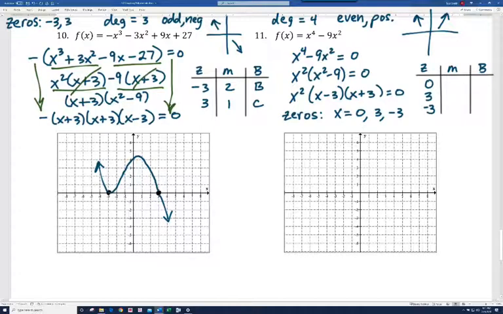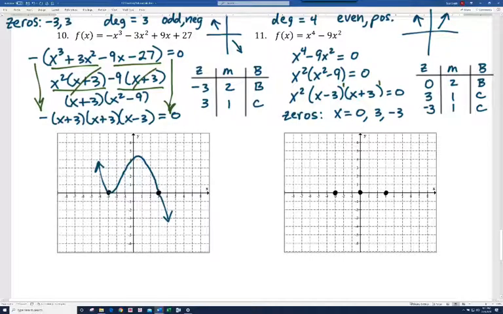The multiplicity for 0 is 2, since x is squared. And our others are both going to be degree 1, since our exponents are 1. And so at (0, 0), we're going to bounce. At (3, 0) and (negative 3, 0), we're going to cross. So let's go ahead and put in our points.